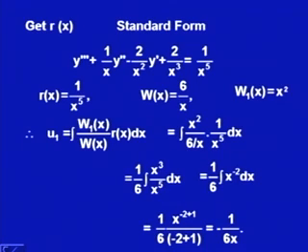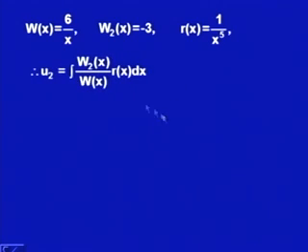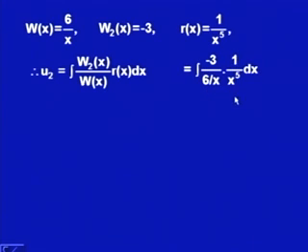Now, what will be U2? W is 6 by x, W2 if you remember we have got minus 3, and R(x) is 1 by x to the power 5. So, by this formula we would get the integral of minus 3 divided by 6 by x into 1 by x to the power 5 dx, which will simplify to 1 by 2 times minus 1 by x to the power 4 dx.